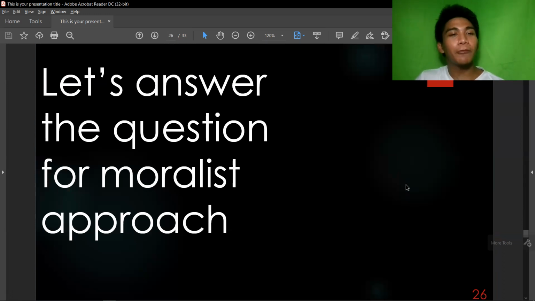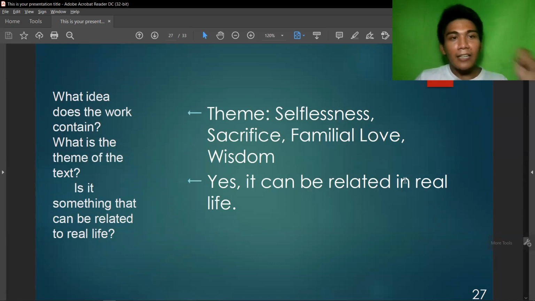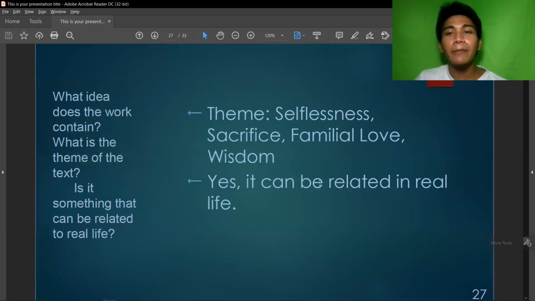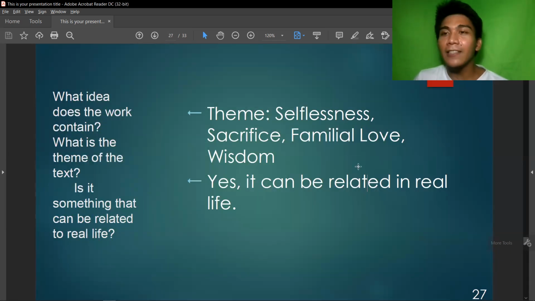Now let's answer the questions from the moralist approach. What does the work contain? What is the theme? Is it something related to real life? So the theme is the selflessness of the mother and the son, sacrifice, familial love, and wisdom. Of course, it can be related to real life. Just like today, our families, our grandparents or our parents are sacrificing for us. So, of course, we can always relate to it.